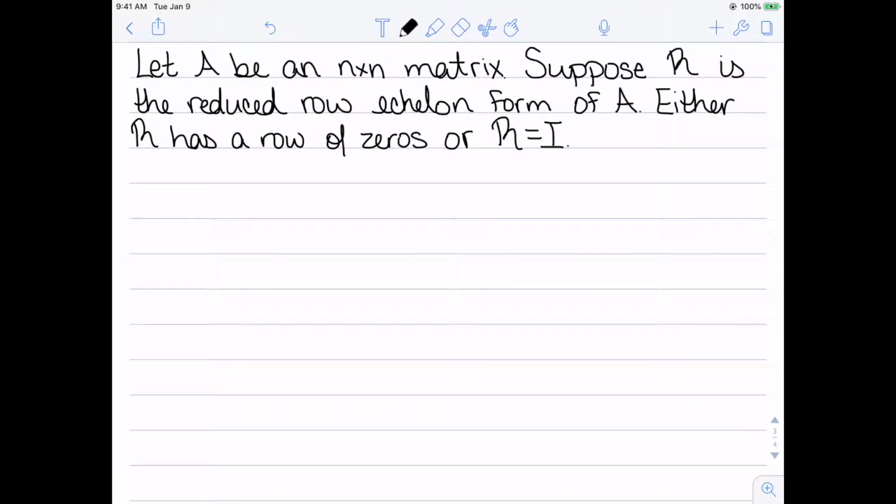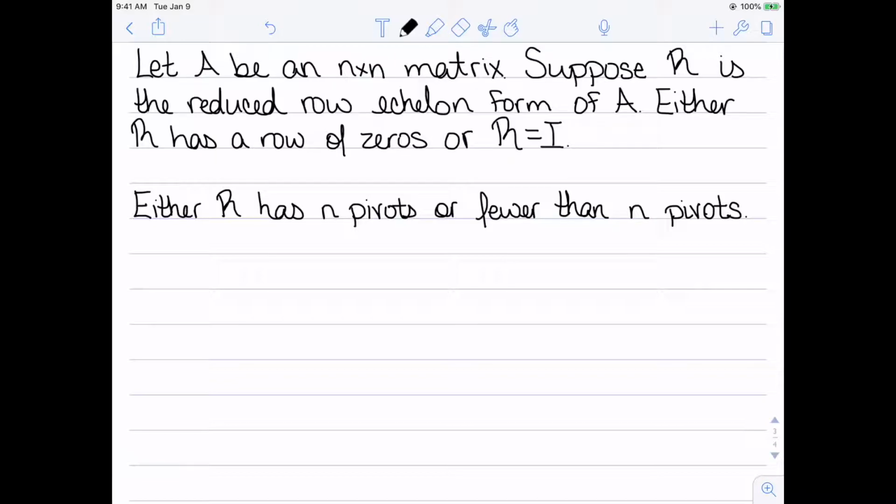We're going to let A be an n by n matrix, and suppose R is the reduced row echelon form of A. Then we know either R has a row of zeros or R is equal to the identity matrix. So let's see if we can prove this. We know that since R is n by n, it has n pivots or fewer, since n is the number of columns. If R has n pivots, then it has to be equal to the identity. N pivots means it has to have a 1 in every column, and thus every row. And then the entries above and below have to be 0, which is exactly the identity matrix.